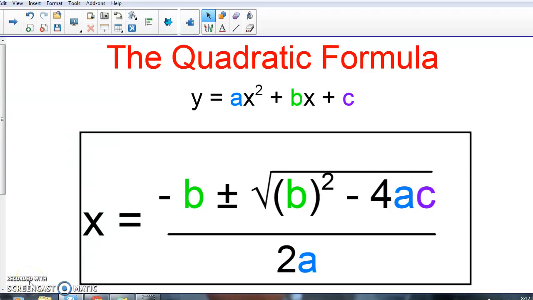The last method for solving quadratics is called the quadratic formula. The thing about the quadratic formula is it works for every single quadratic as long as you correctly identify the correct a, b, and c values. But it works 100% of the time. You need to memorize this formula down here, which is the opposite of b plus or minus the square root of everything b squared minus 4 times a times c all over 2a.